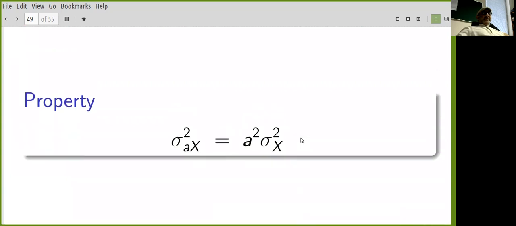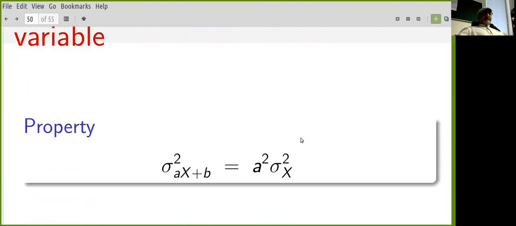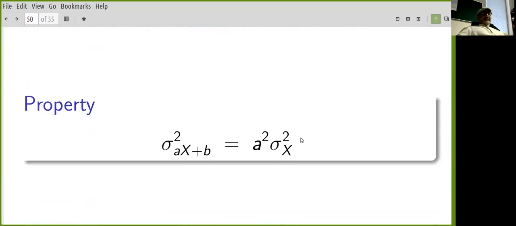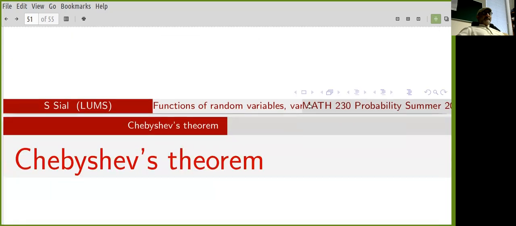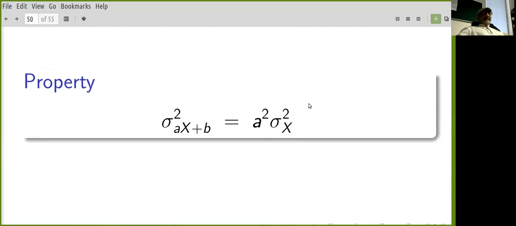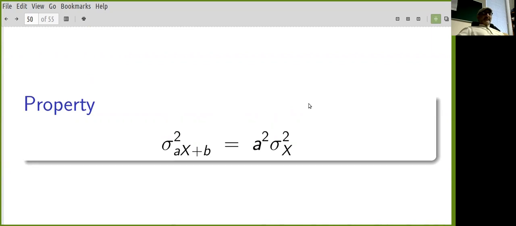Now, a useful property is that the variance of ax, where a is a constant, is equal to a squared times the variance of x. So that's a useful thing to have. Again, you should be able to prove it from the definitions of variance in the discrete and the continuous case. And we also have that the variance of ax plus b, where a and b are constants, is a squared times the variance of x. So these properties might simplify your calculations somewhat.